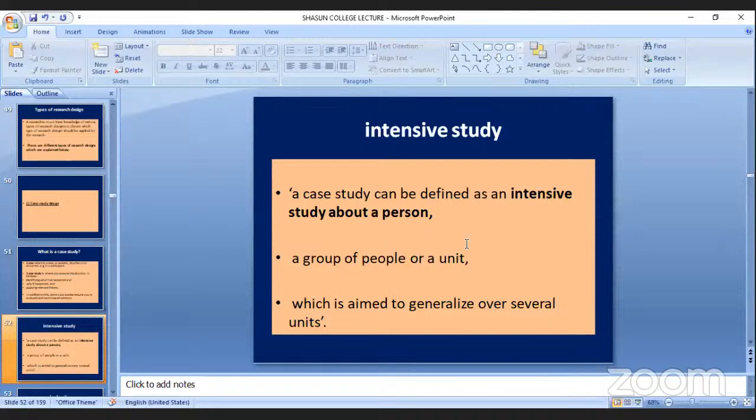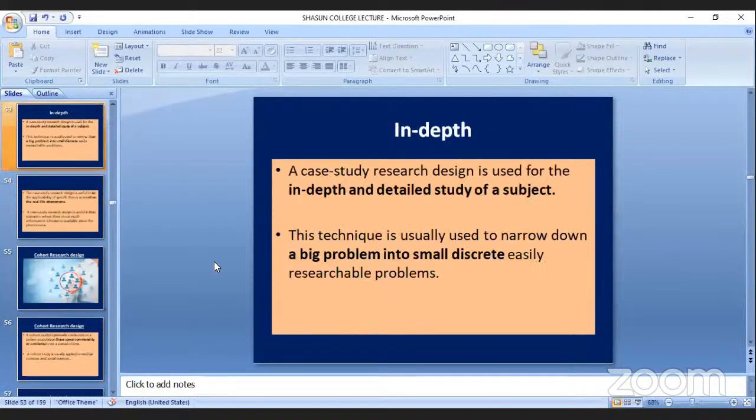Say, for example, you go to Nilgiri Hill. There will be a group of tribal people, Irulas and others. You want to study how the tribal people are living there. That is a case study. This is how you take up a research work. An in-depth study is called a case study. You study that particular group. This technique is usually used to narrow down a big problem into a small, discrete one easily.